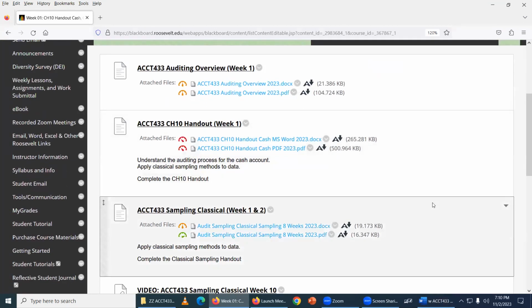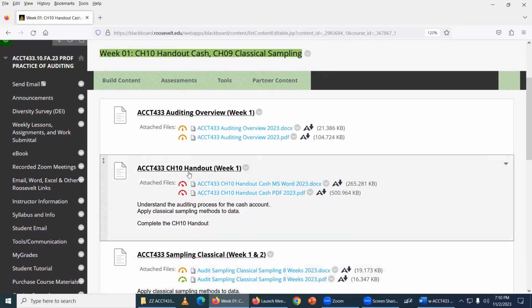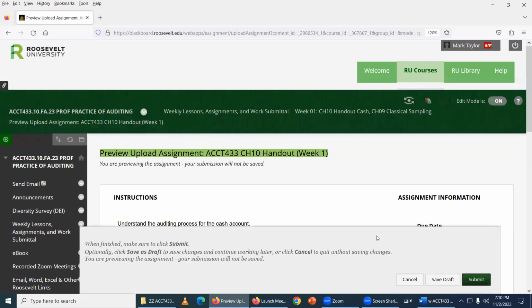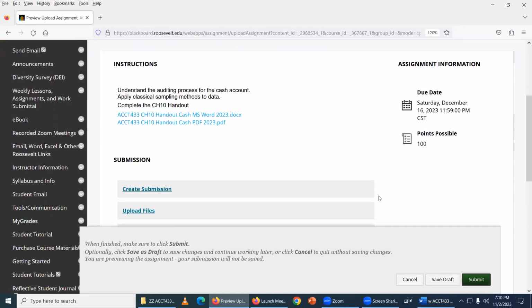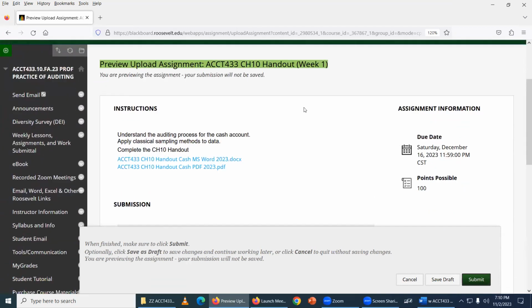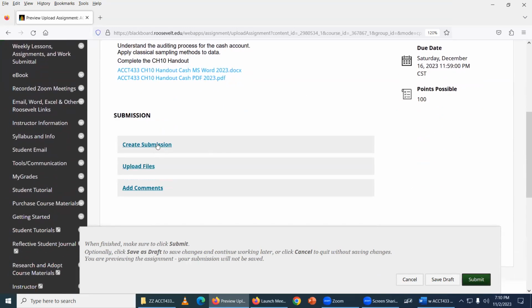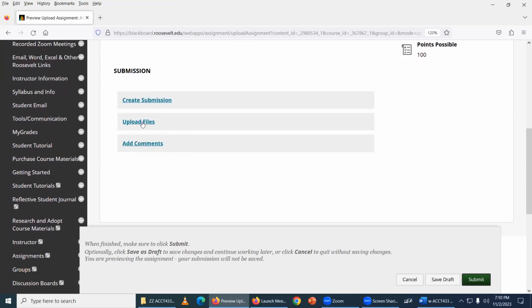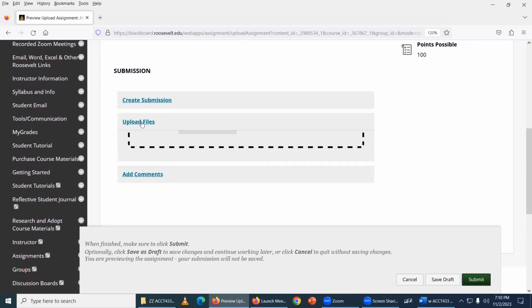But anyway, the chapter 10 handout actually was handed out in week one, so that's why it's in week one. And the auditing overview we had last week is also there. But let's take this week's chapter 10 handout. You're going to click on that, and you can do any number of ways to put it in there. You could do it in create a submission. Probably the one most people do is upload files.